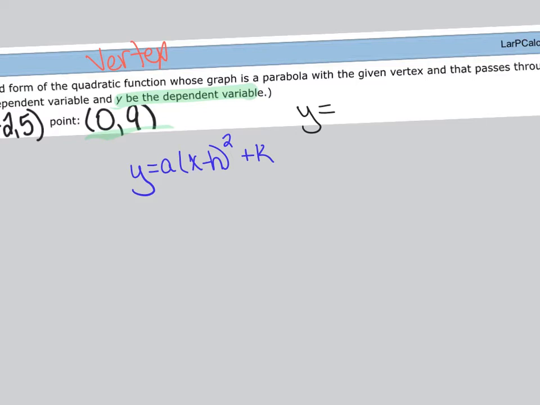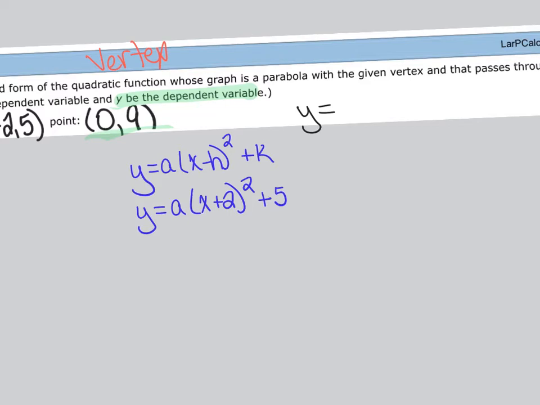Okay. Oh, there's the point, negative 2, 5. So, we already know the h and the k, correct? What's the h and the k? Negative 2, 5. Excellent. Okay. So, we're going to have y equals a times x plus 2. Why is it plus? Good, because negative makes a positive. The formula has a minus sign. Our x value has a negative.